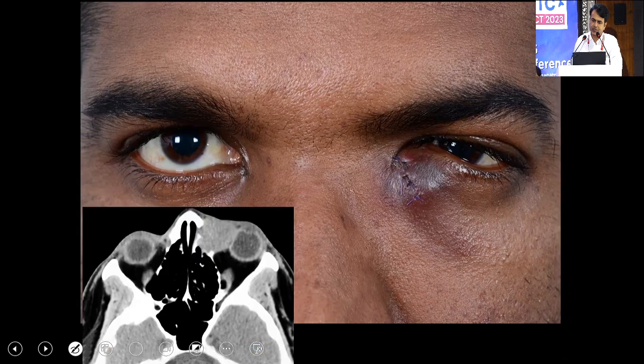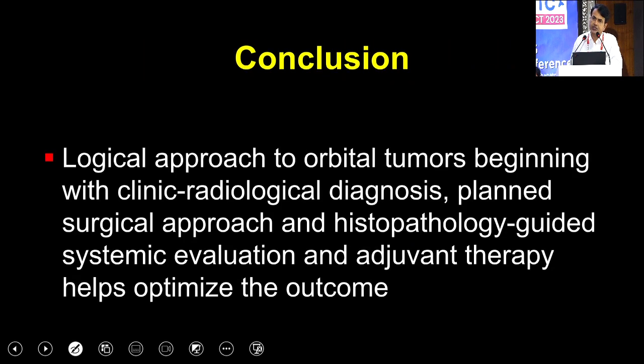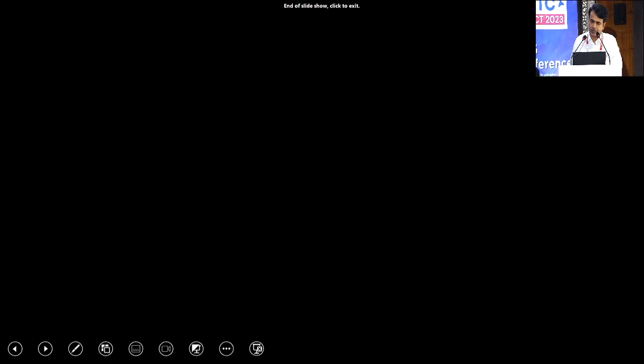So in conclusion, I would say that sebaceous gland carcinoma, which Anusua already showed. In conclusion, I would say that exenteration can be avoided in many of these patients, and logical approach to orbit, starting from a good clinical history, radiological evaluation, clinico-radiological correlation, then deciding on whether you want to do an incisional biopsy or excisional biopsy, taking safe approaches to excisional biopsy, relying on the pathology for adjuvant treatment helps optimize the outcome. Thank you so much.